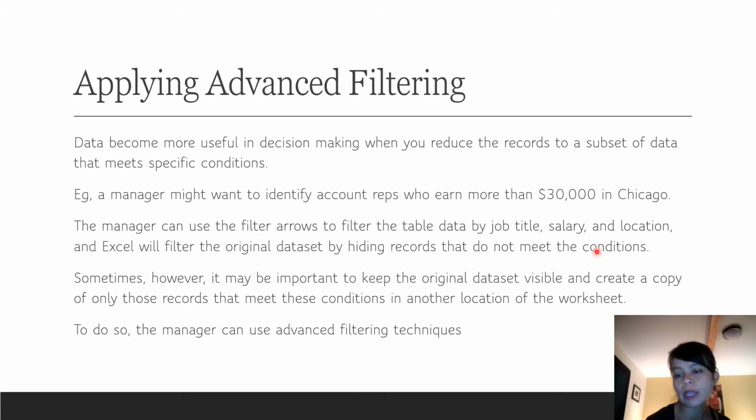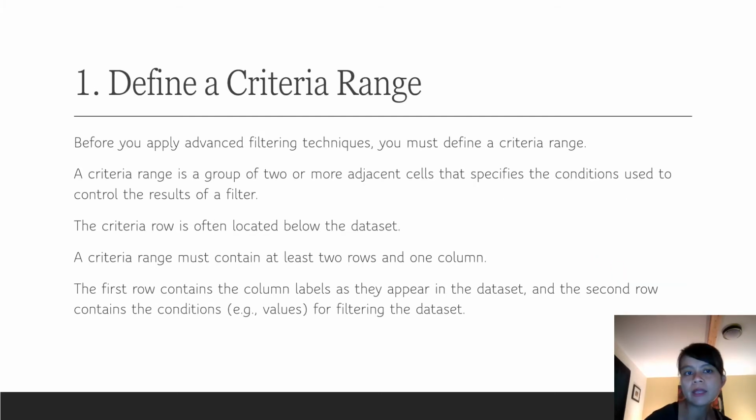So you have learned how to use the filter before. But sometimes it might be important to keep the original data set visible as it is and only create a copy of those records that meet these conditions in another place. So to do so, you can use advanced filtering techniques. So that's what we're going to learn, advanced filtering techniques. Number 1, you have to define a criteria range. Before you apply advanced filtering techniques, you must define a criteria range.